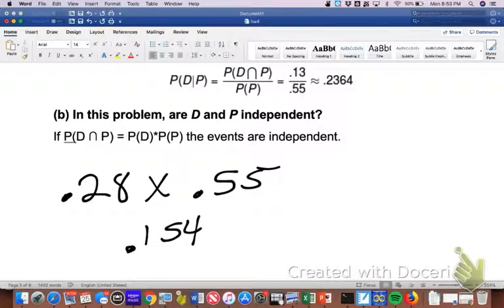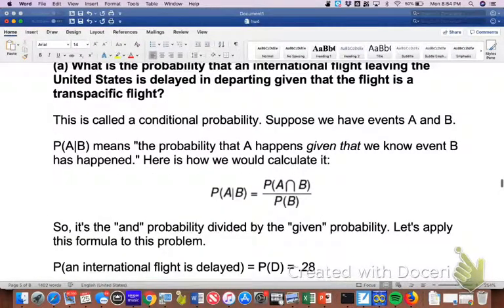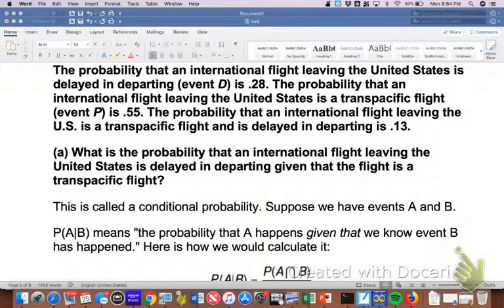0.154. Now, that would be the probability of both of those things happening if they were independent of each other; we would just multiply them together. But we know from the problem above that that's not the probability of both of those things happening. The probability of both of them happening is 0.13. So there must be something going on about the fact that it is a trans-Pacific flight, and that trans-Pacific flight is leaving from the United States and is an international flight. There must be something about that combination of factors working together that changes the probability.